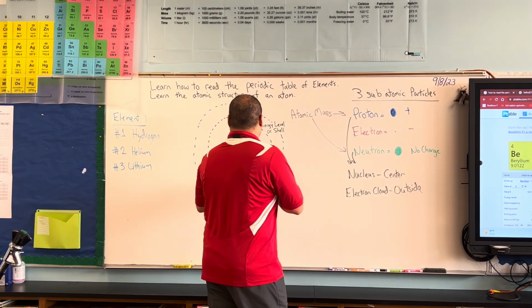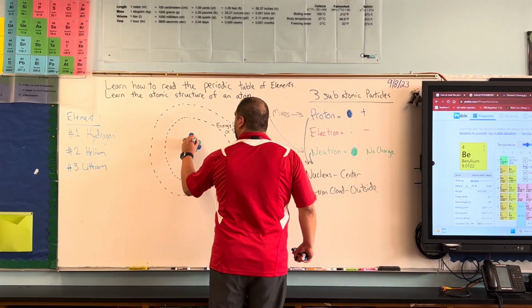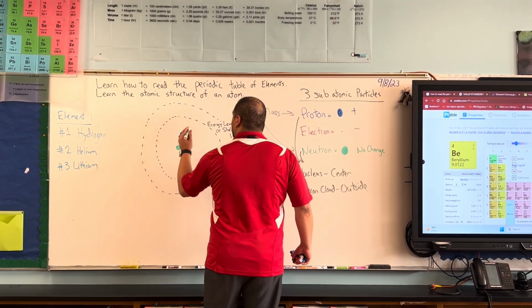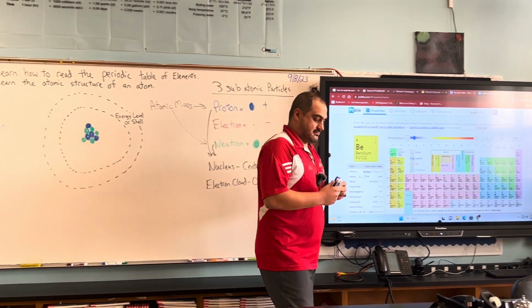So 1, 2, 3, 4. I have to draw a 5th neutron. And now we have beryllium. Pretty easy so far, no?